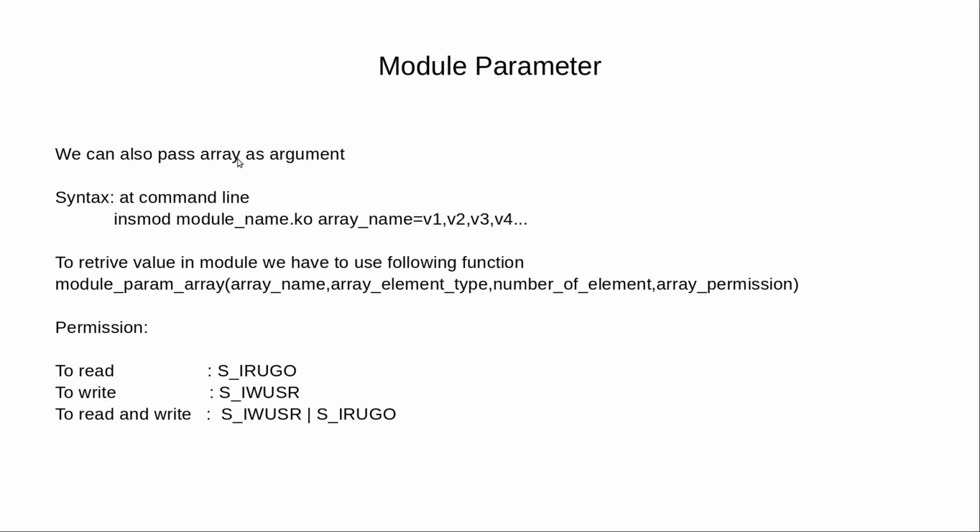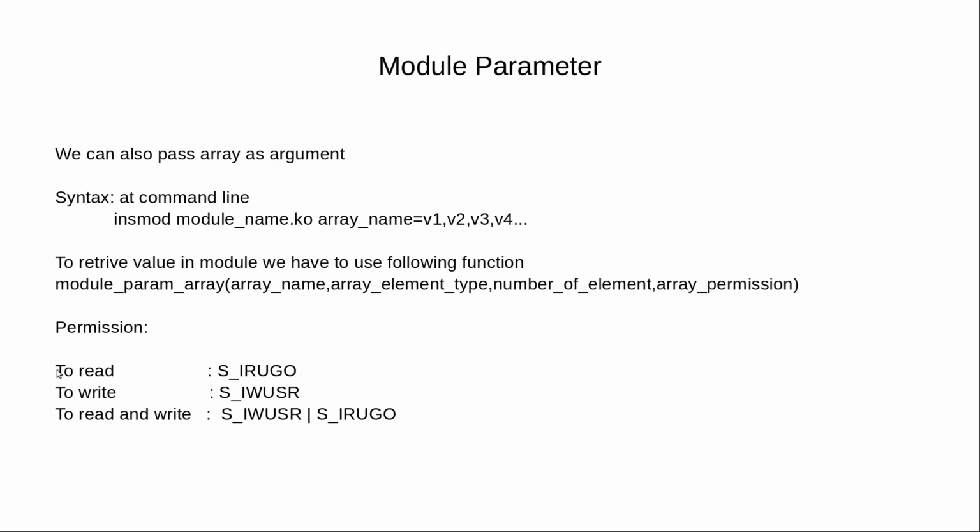We can also pass an array as an argument. For that, we have to follow this syntax. We just specify the name of that array, and we write all values of the elements separated by commas. To retrieve that value in a module, we have to use the following macro called module_param_array, where we specify the name of that array, the element type in that array, the number of elements, and the permission of that array.